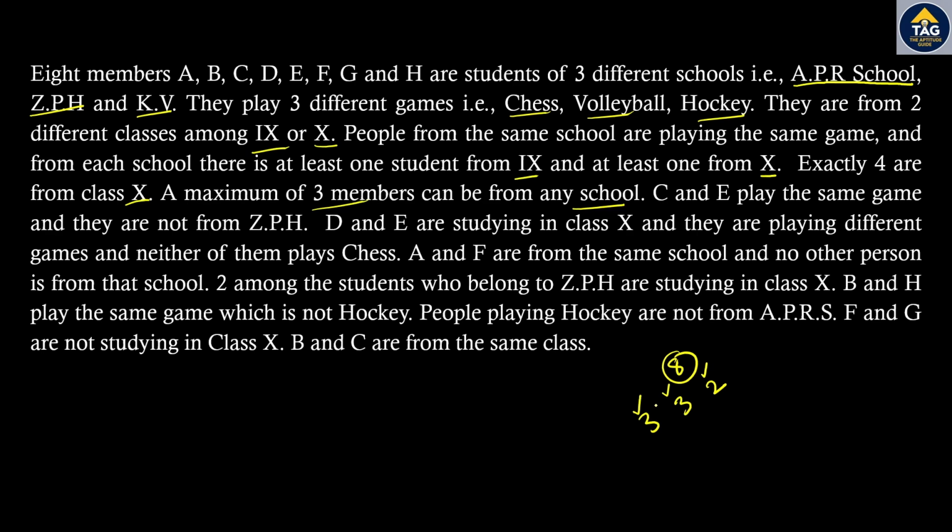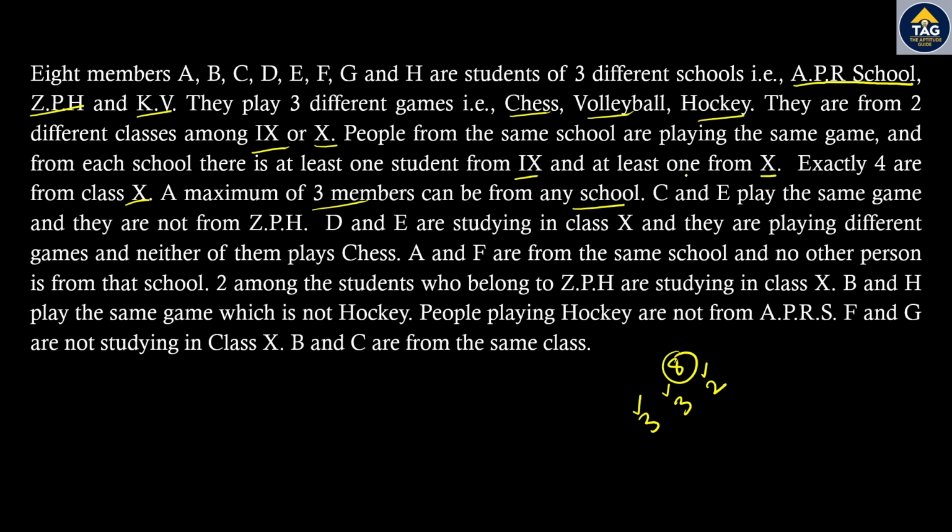But one of the schools has 3 students, the other school has 3 students again, and the third one has exactly 2 students. Now, in order to solve questions of this kind, the data is given at random. We need to put it in an organized way. Only when we organize this data will we find a way to solve it. So let us discuss this question.